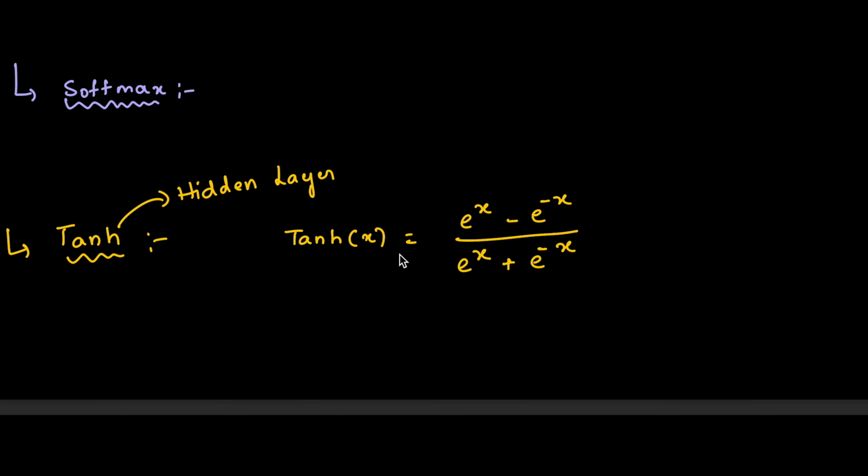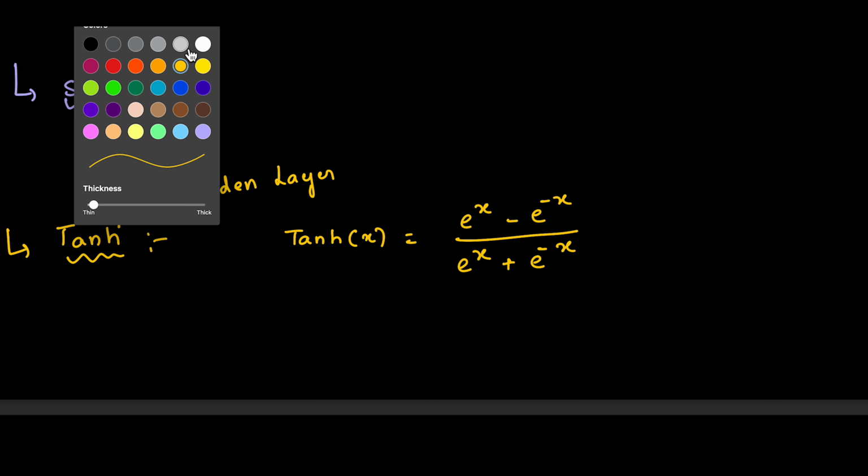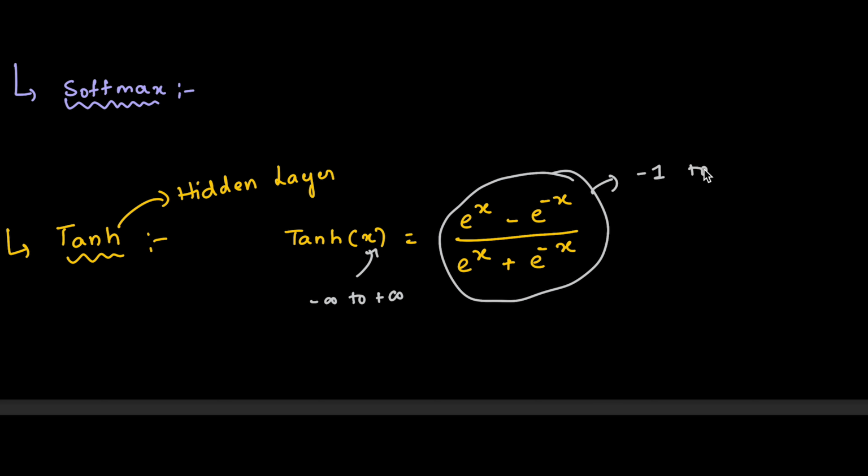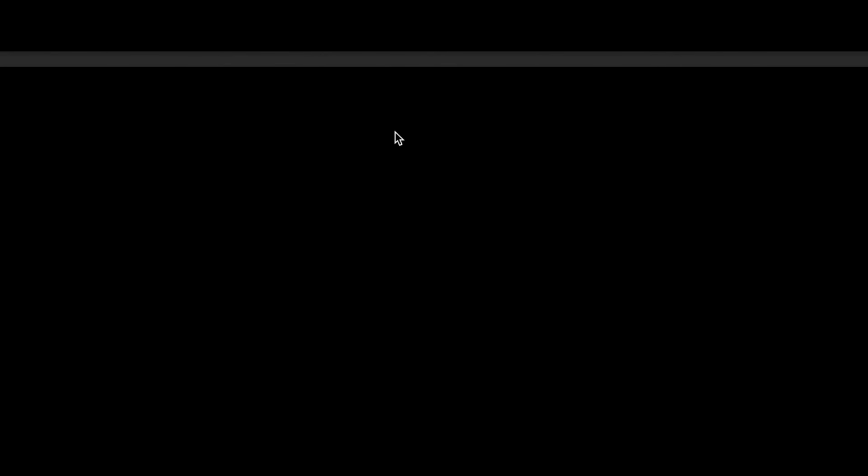So this is the formula for tanh of x, and here we might be passing input to be in any range, that is minus infinity to plus infinity, but the output that we will be getting will be in the range of minus 1 to plus 1. So whenever you want the output to be in this particular range, then it is better to use this particular tanh function. Okay, and let's see the graph of this particular tanh.